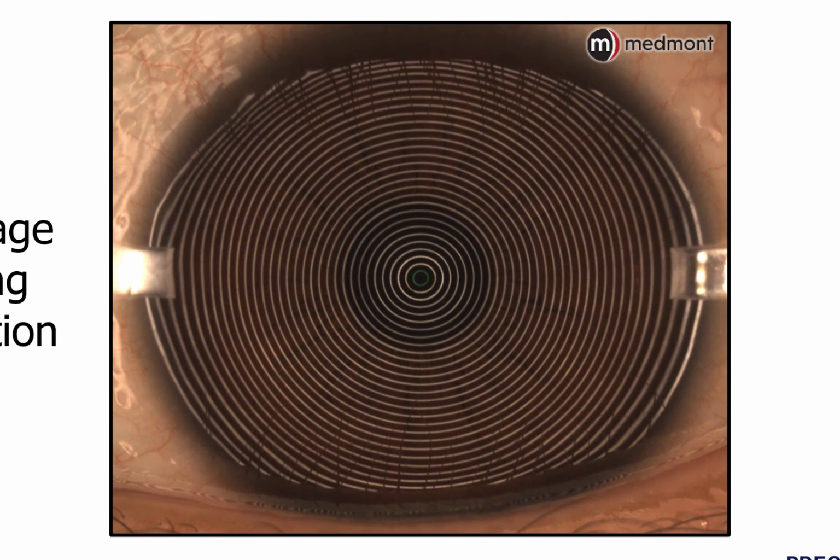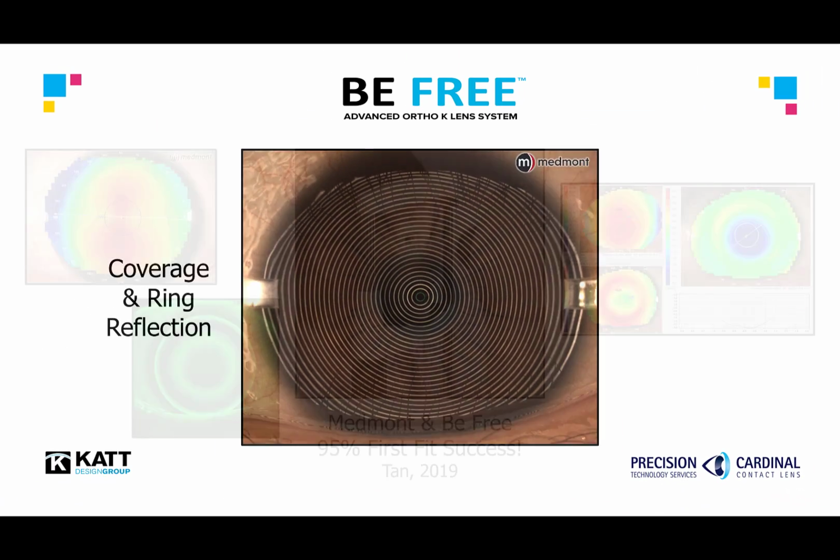Consider that the central rings are the most important. The topographer begins to build the eye shape from the center to the periphery. An accurate interpretation of the center will most likely give you the best chance of an overall accurate topography.